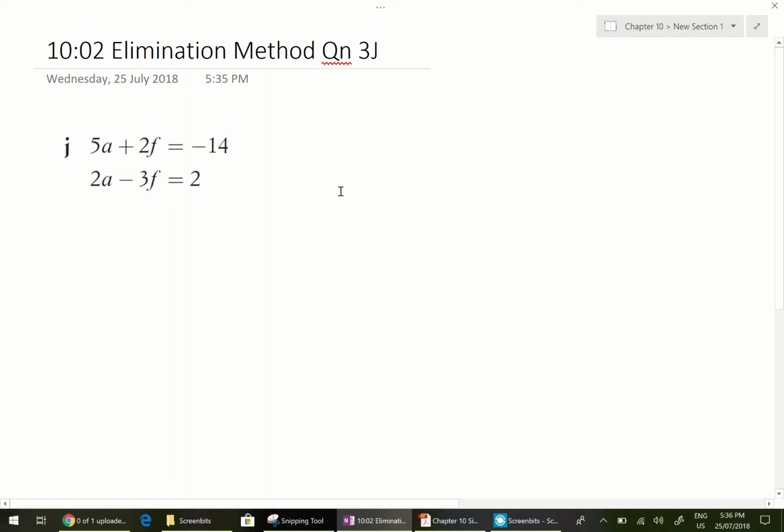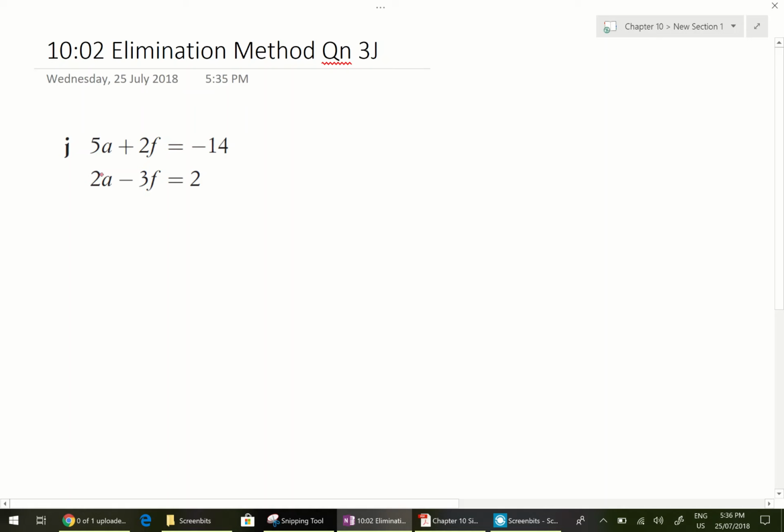Thought I'd make one more video to discuss with the elimination method what happens. So this is question 3J, sorry. What happens when you can't multiply the top to make the bottom? So I can't multiply 5 by anything to get 2, and I can't multiply 2 by anything to get 3. I'm talking about integers. And I can't multiply anything from the bottom to get to the top.